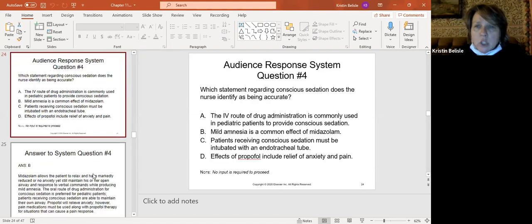Which statement regarding conscious sedation does the nurse identify as being accurate? The IV route of drug administration is commonly used in pediatric patients. Amnesia is a common effect of midazolam. Patients are intubated with a tracheal tube, and effects of propofol include relief of anxiety and pain. The answer is B.